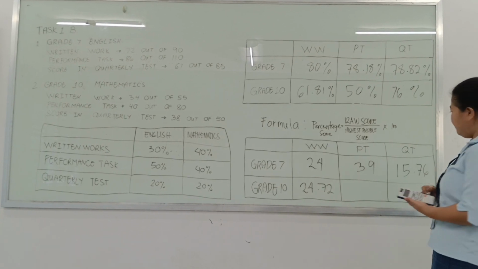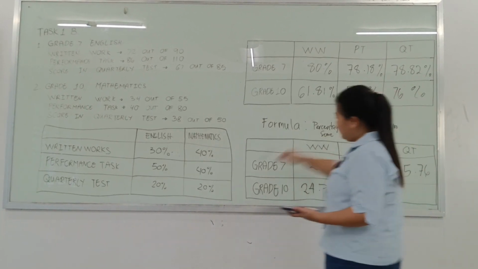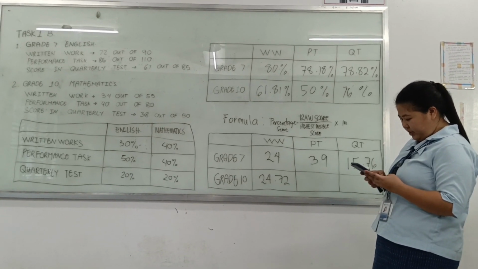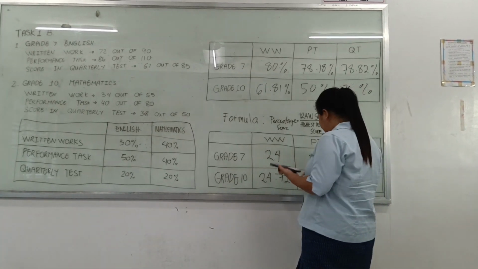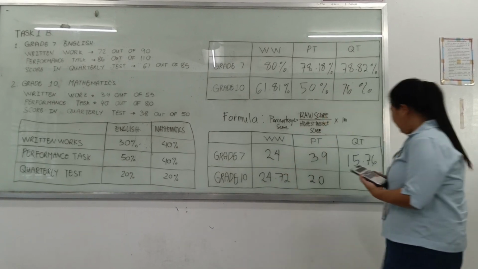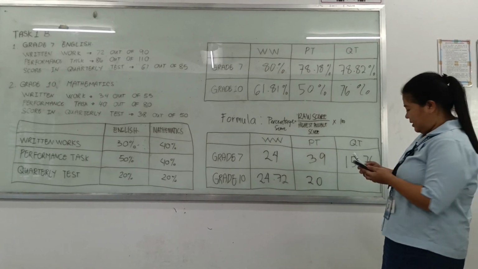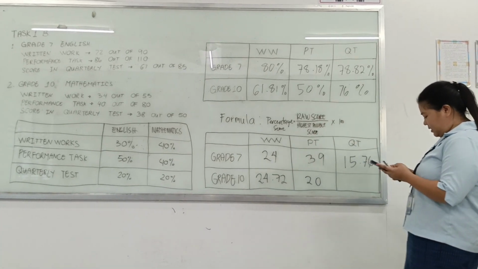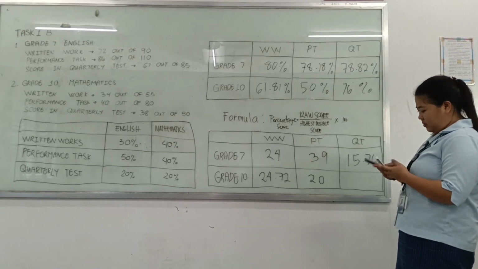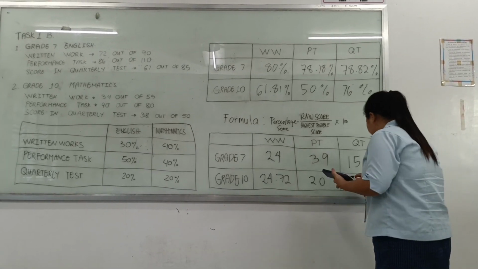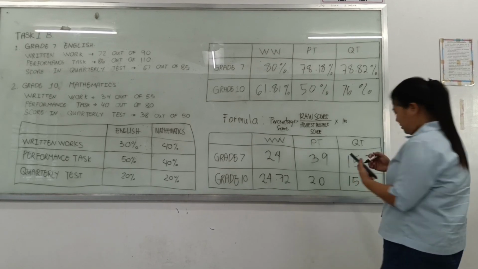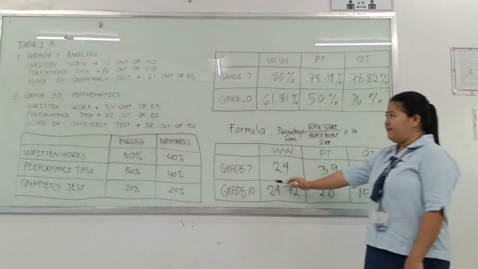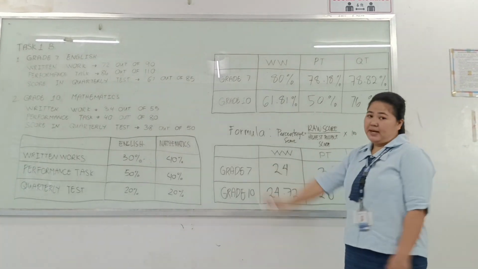For the performance task, the 50% will be multiplied by 40%. 50 times 0.40 equals 20. For the quarterly test, we're going to multiply 76% by 20%. So 76 times 0.20 is equal to 15.2. So these are the calculated weighted scores of the grade 7 English and the grade 10 mathematics.